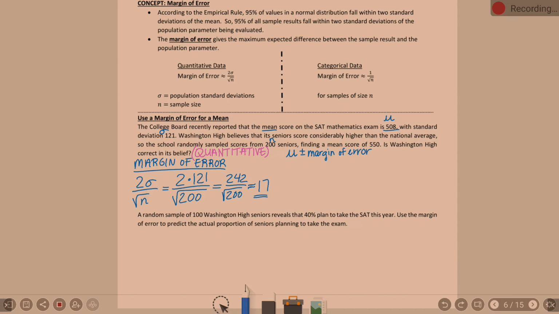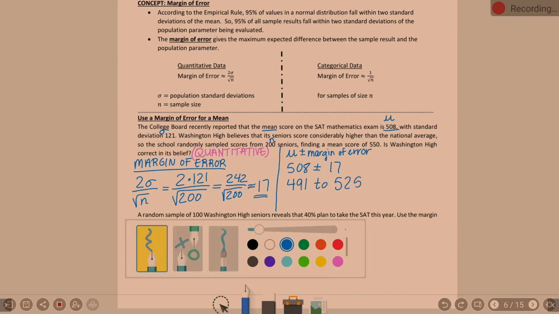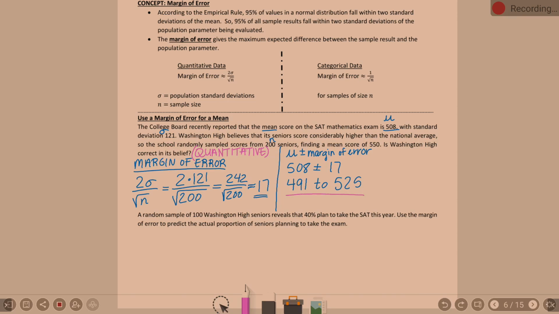So my mean is 508 plus or minus what do we find as our margin of error? 17. Now turn that into a range for me. 508 plus or minus 17. As in, what is 508 minus 17? And what is 508 plus 17? 508 minus 17 is 491. What is 508 plus 17? 525. Okay, this right here is my range of reasonable means.